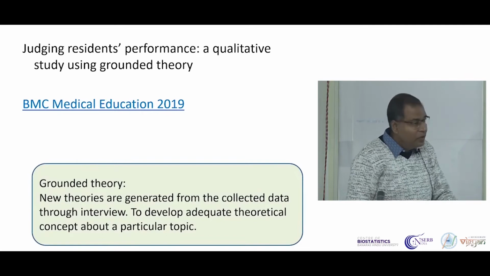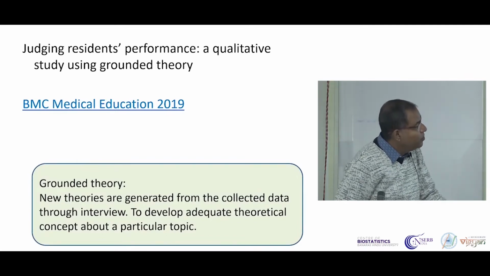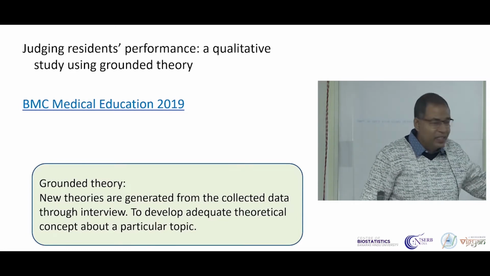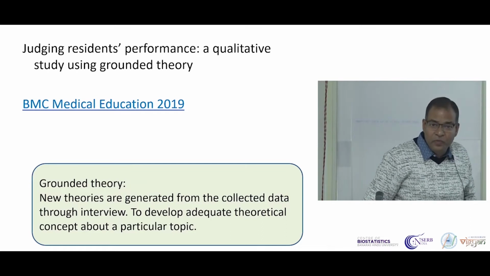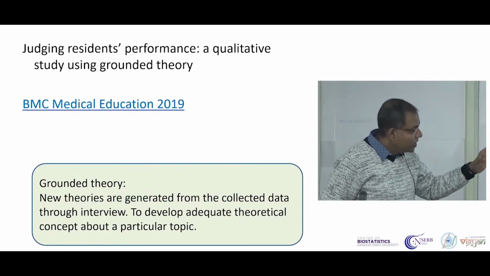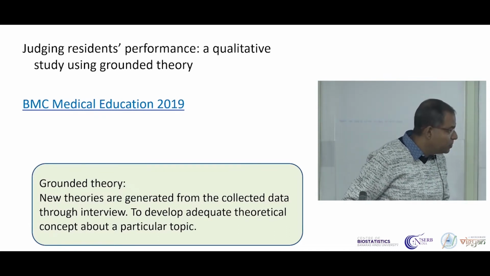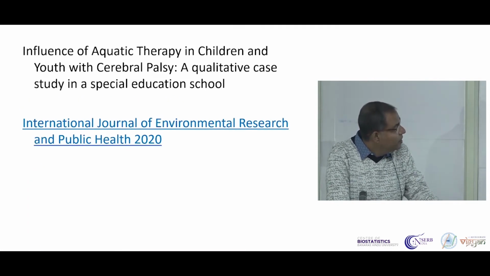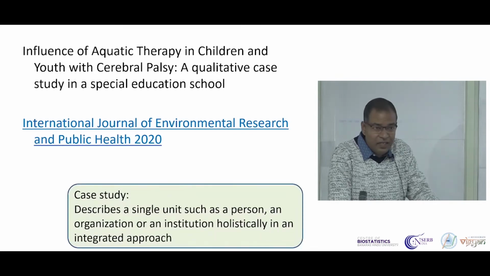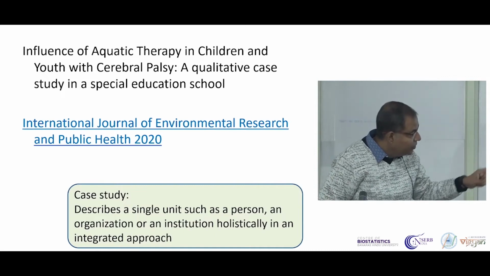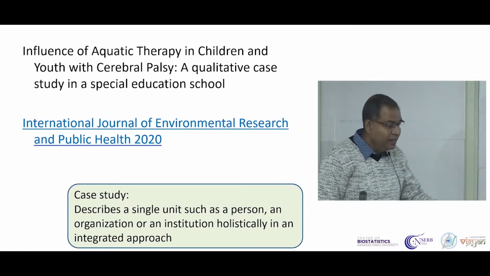Next is grounded theory. You see the example: judging residents' performance, a qualitative study using grounded theory. Here the intention is that new theories are generated from the data collected through interviews. We are judging the residents' performance with grounded theory to develop an adequate theoretical concept about a particular topic. This is another example. Next is an example of a case study. One new initiative has taken place, and we are describing a single unit such as a person, an organization or institution holistically in an integrated approach.